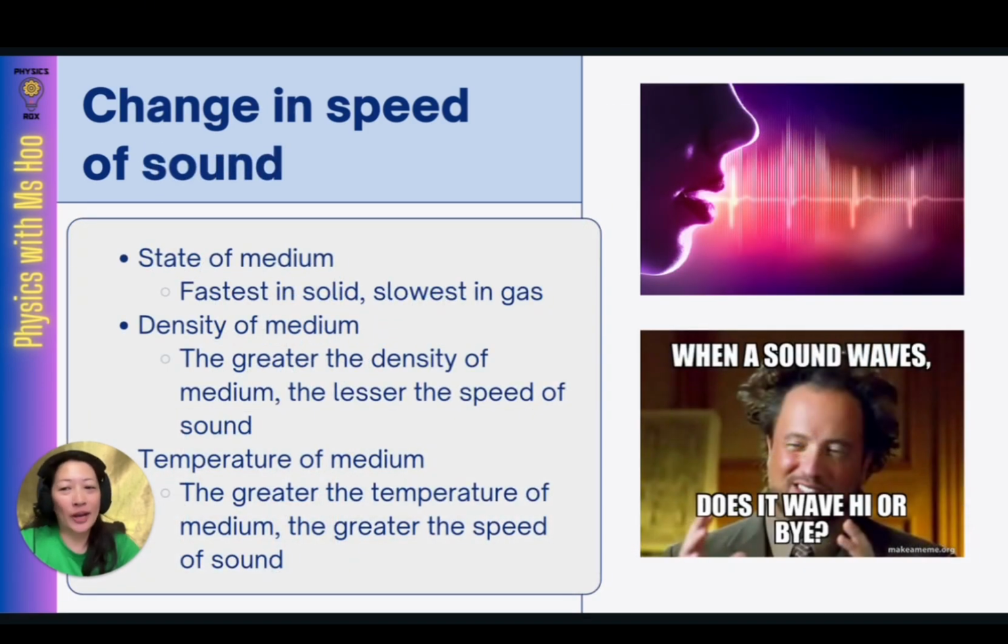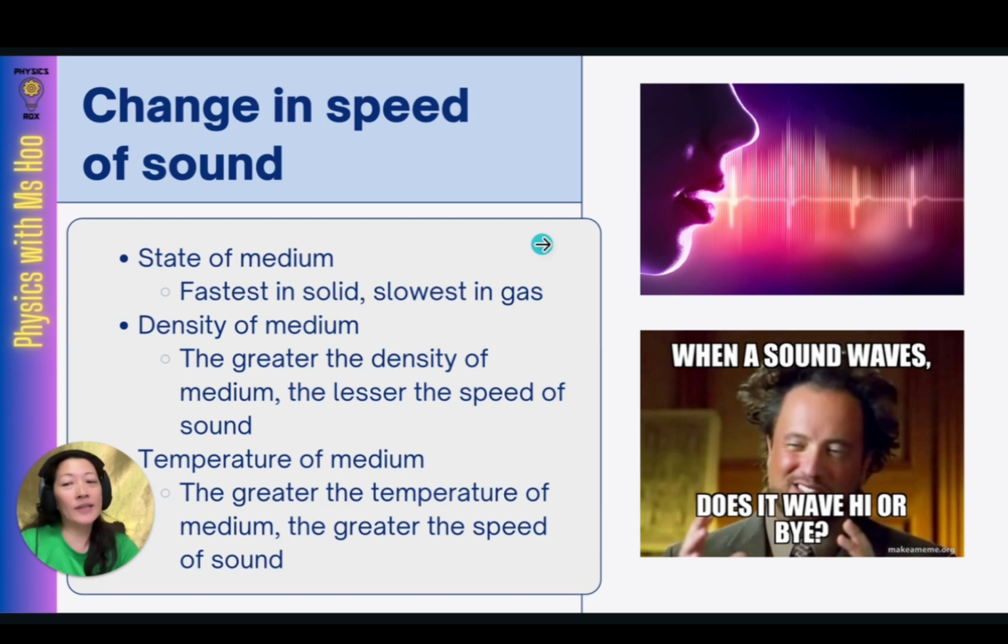Now, let's look at change in speed of sound. Unlike light, sound needs a medium to travel. It is a mechanical wave and it cannot travel through vacuum. So this means that when sound travels, it depends on the medium that it's traveling through. So any changes to the medium would cause the speed of sound to change. What I have in this list here are just some of the possible factors to change the speed of sound, but bear in mind that there are actually more factors. For now, we'll just look at a few.